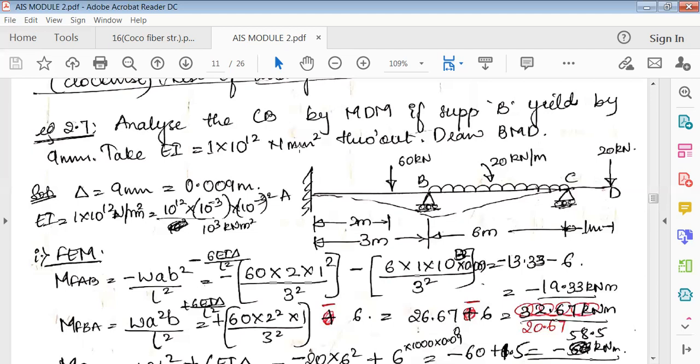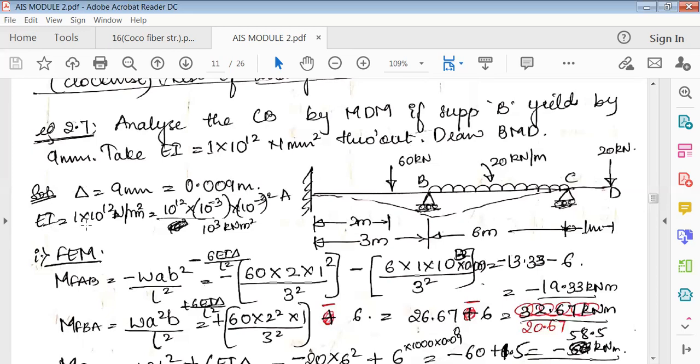Now because it is in Newton mm, you have to convert this into kilonewton meter, because all the values in the given beam are in kilonewton. Load is in kilonewton and the distance is in meter. That's why I convert all the values into meter only. So delta is 9 mm. Convert this: 9 divided by 1000, so it is 0.009 meter.